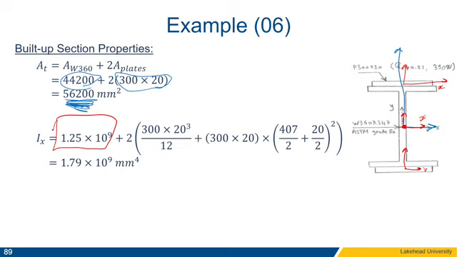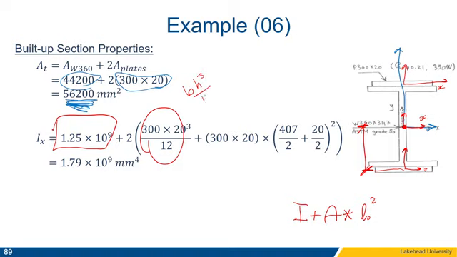How will they be transferred? It is the area multiplied by the distance between the local axes and the global axes. So this is literally it. You will have, of course, that added to the original inertia. So we will start with the original inertia, which is BH cubed divided by 12.